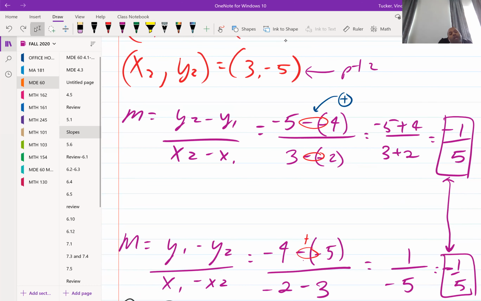So down bottom, I just went ahead and did it the other way, y1 minus y2 over x1 minus x2. So -4 minus -5, and then on bottom, -2 minus 3. So that will give us a +1 over -5, which is the same thing as -1/5. So either way, you get the same answer. Just have to be consistent in how you substitute and calculate properly.